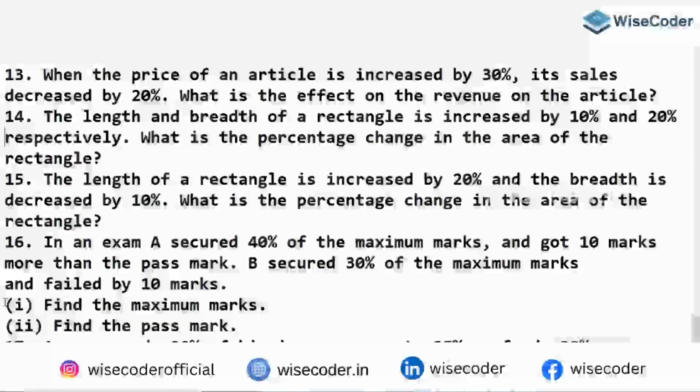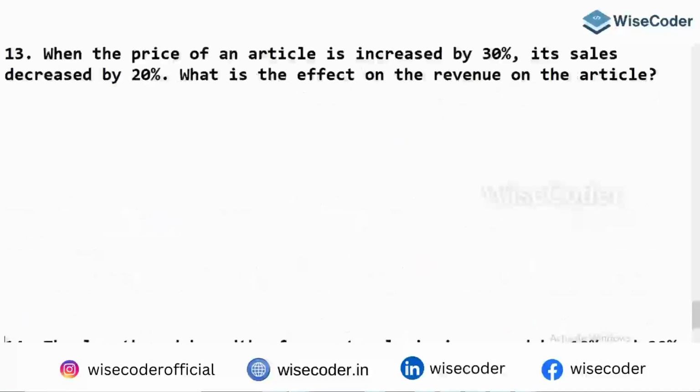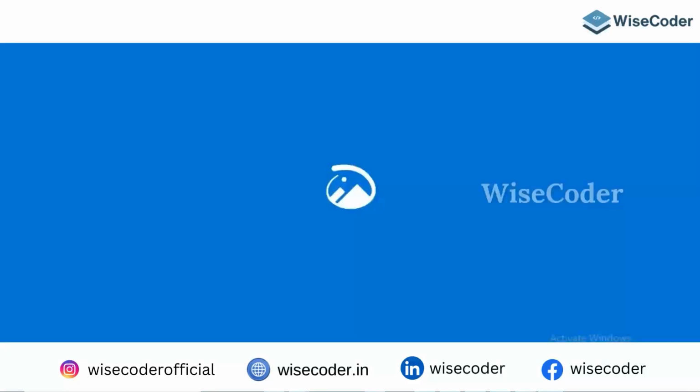When the price of an article increases by 30% and its sales decrease by 20%, what is the effective revenue on a particular article? Okay, so how to tackle this question?